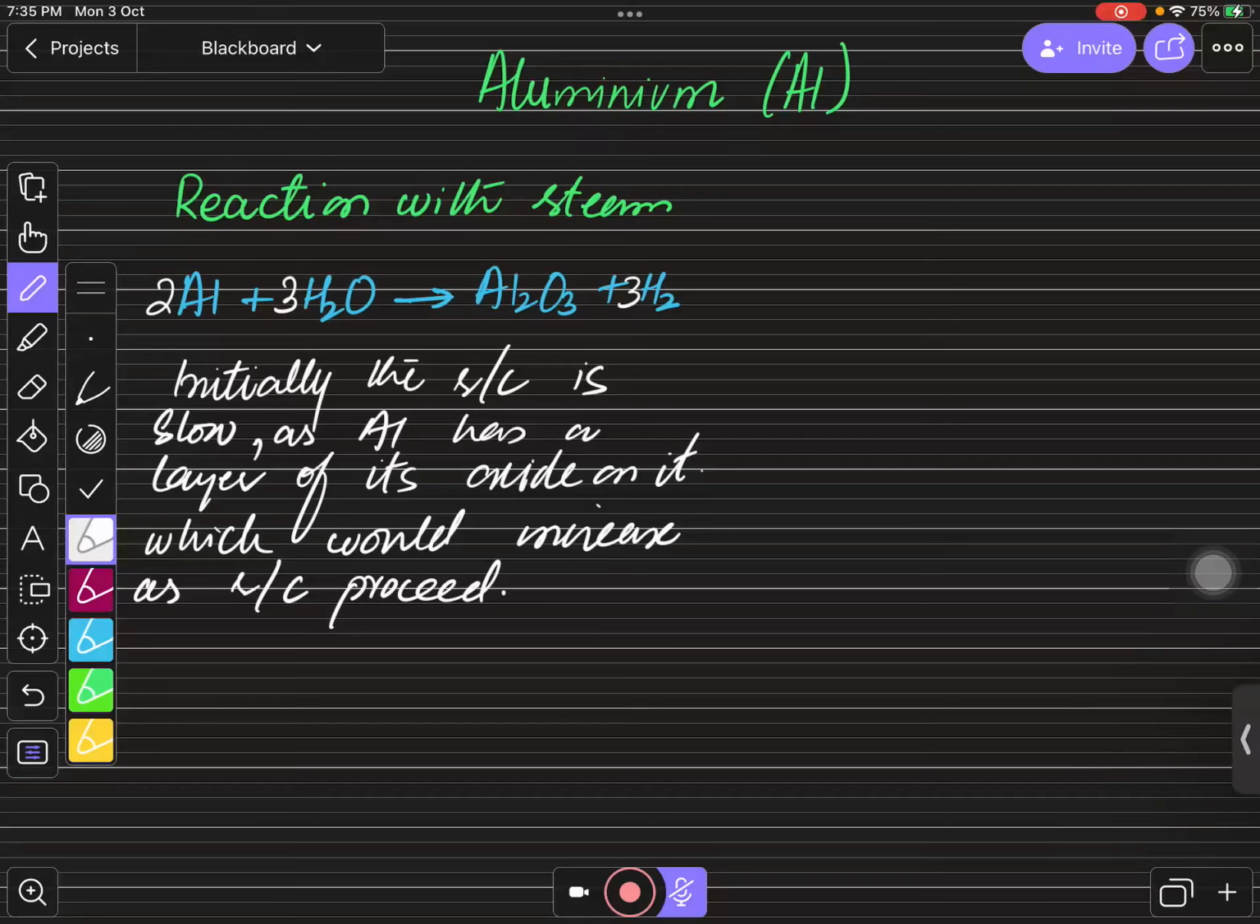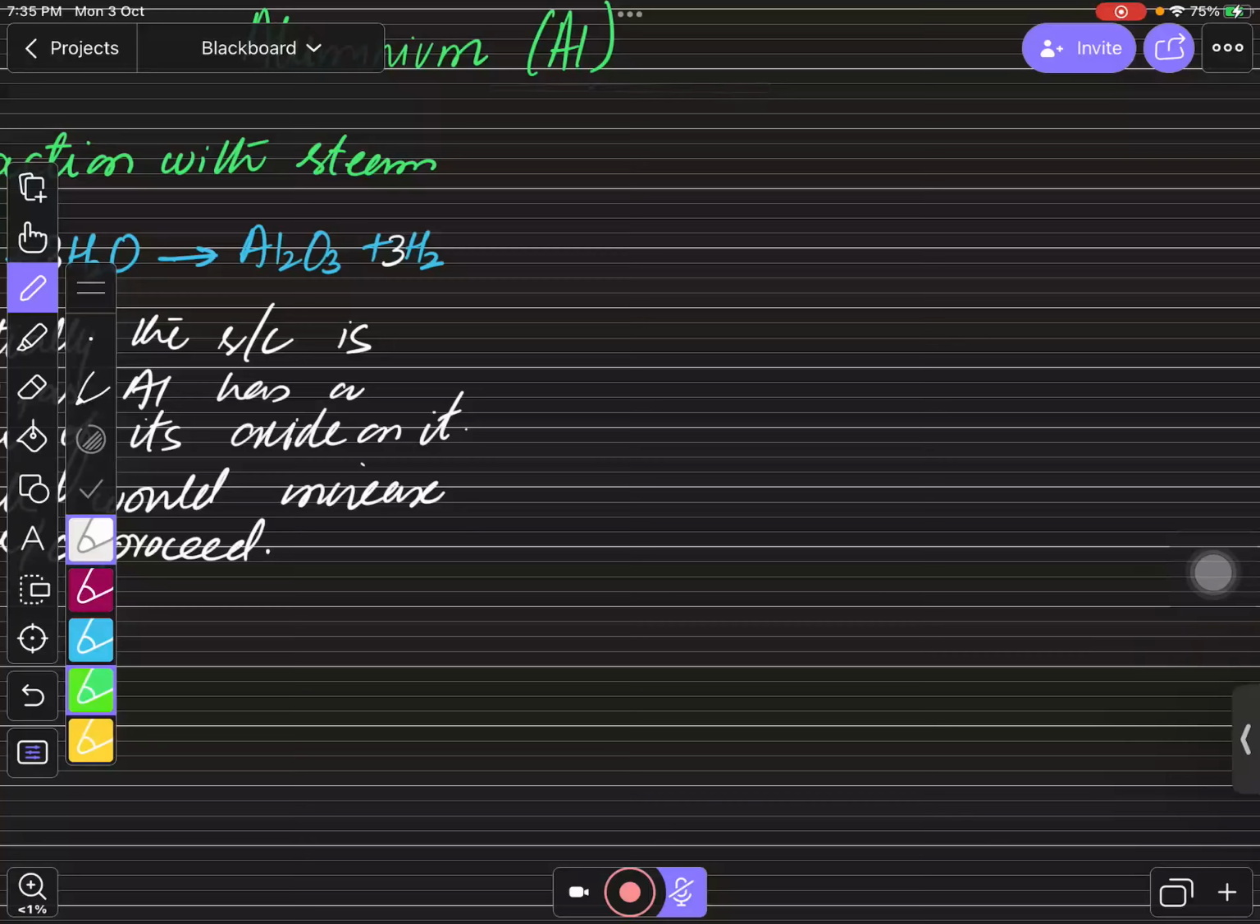Then we have a second reaction, which is actually the reaction with oxygen. Reaction with oxygen, right?